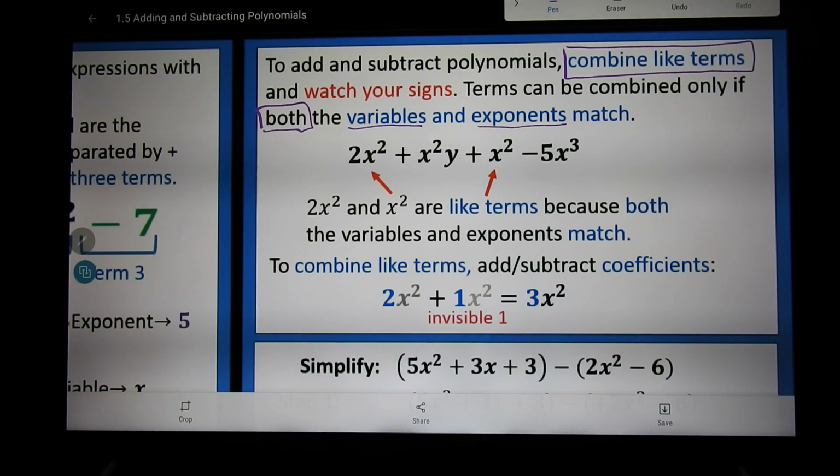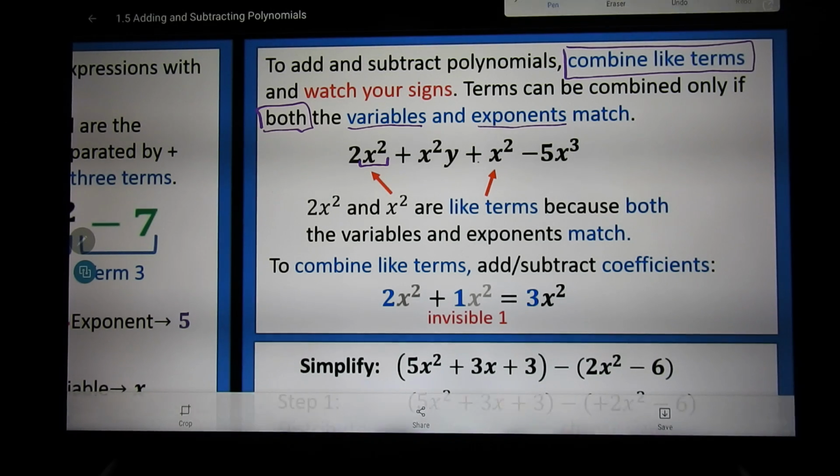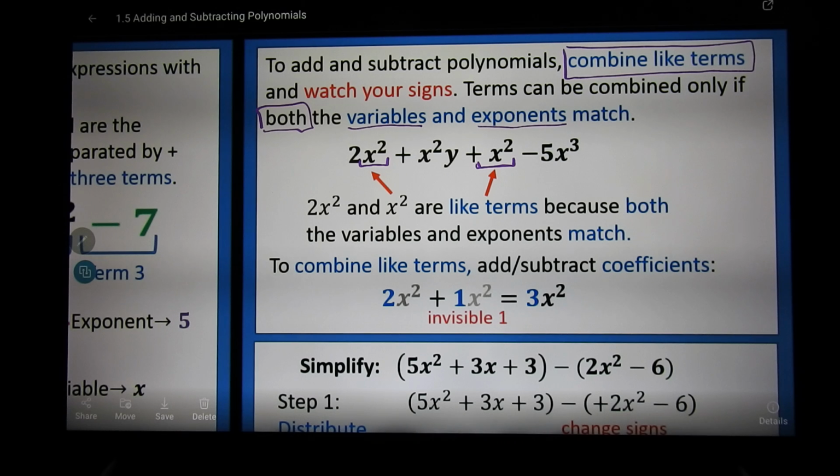So if we look at this expression right here, 2x squared plus x squared y plus x squared minus 5x cubed, can we find like terms in there? Remember we said both the variable and the exponents have to match. So here's an x squared, and here's an x squared. So both the variable and the exponent match.